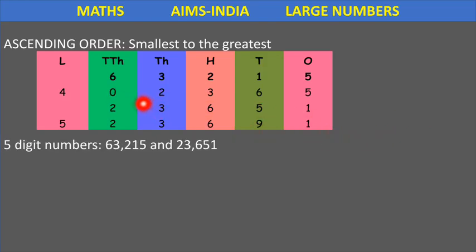We should first find out the smallest number. Now how do we find out? First let us compare the digits. Okay, we are having two 5-digit numbers here.